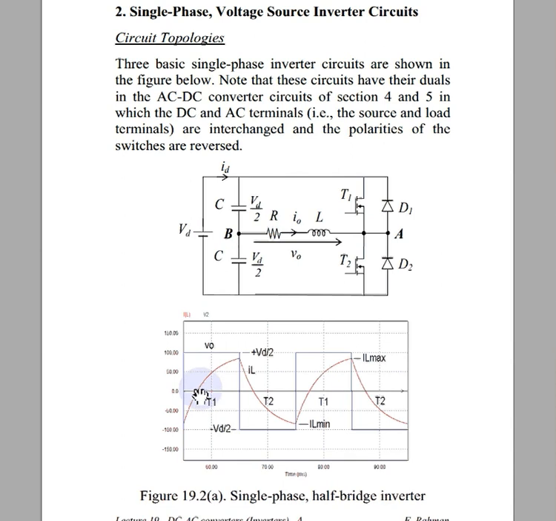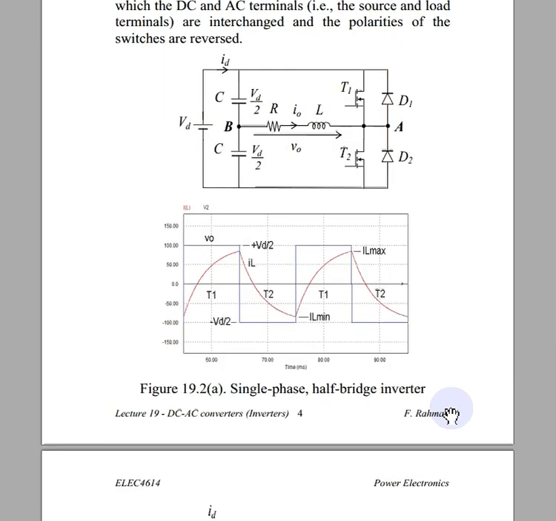At this point T2 is triggered, and then again from positive to 0, D2 will conduct. This is the use of D1 and D2, for the flow of the damping current. But the main drawback of the single phase half bridge inverter is that it requires a 3-wire DC supply. To overcome this 3-wire DC supply, we will use the single phase full bridge inverter.